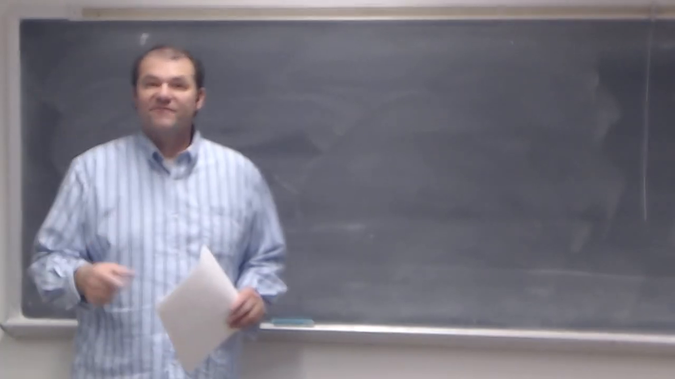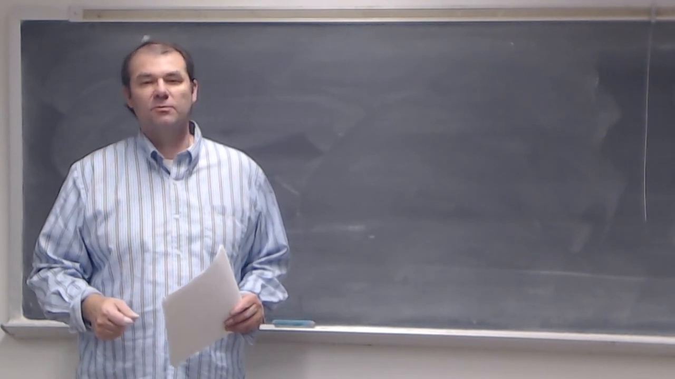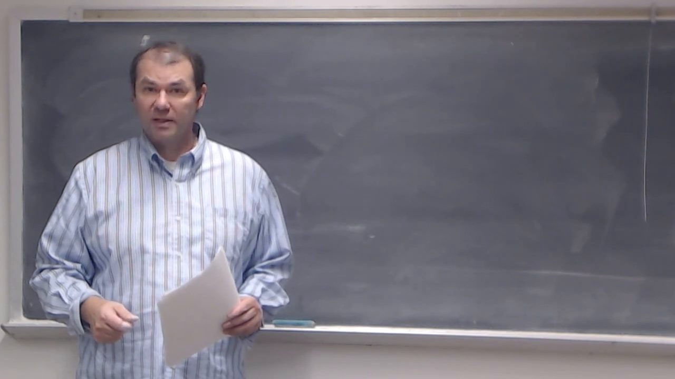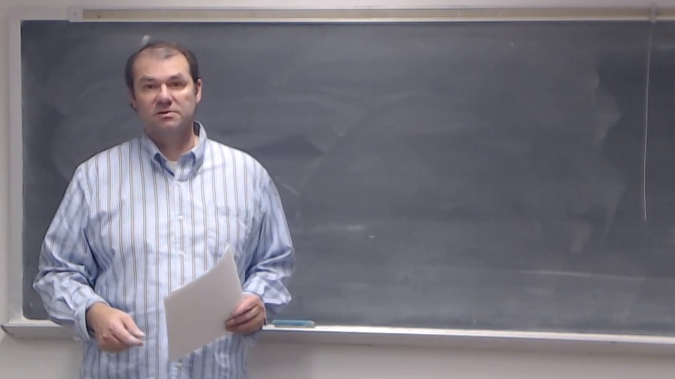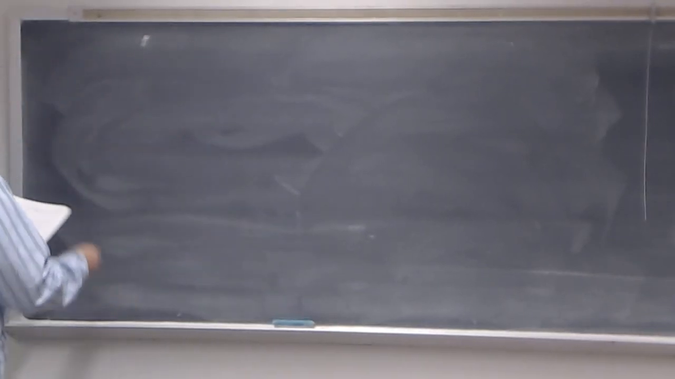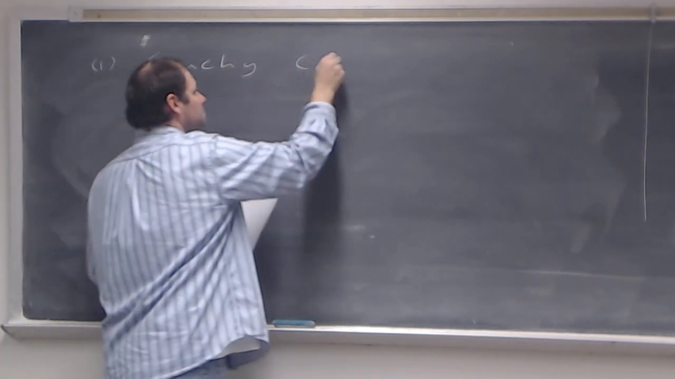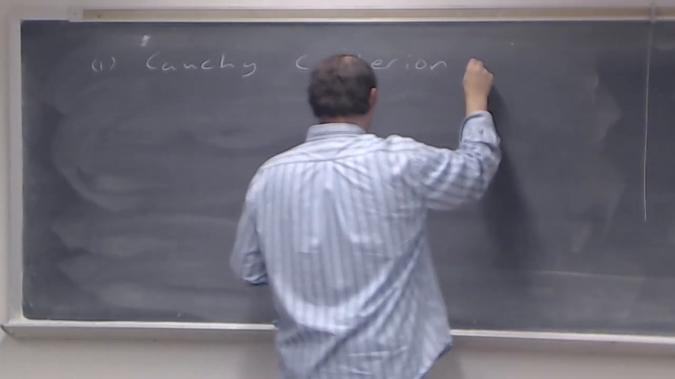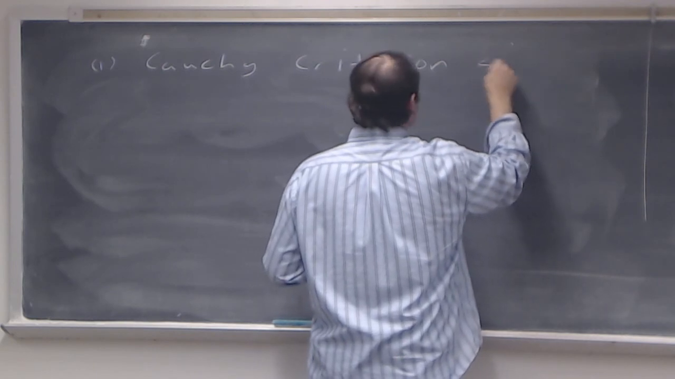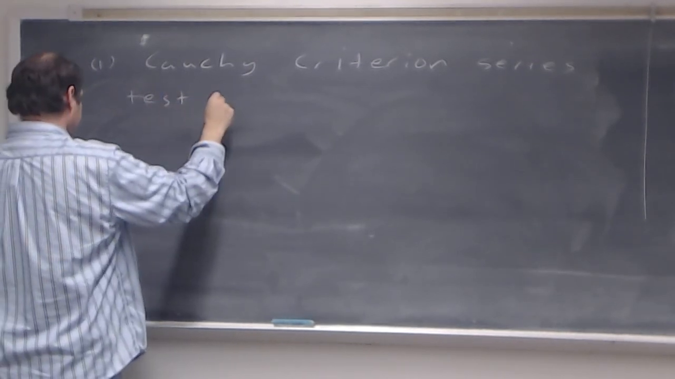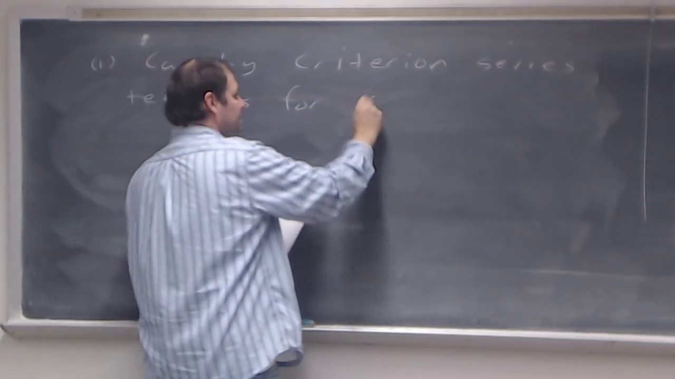Well, next, I want to give a summary here in terms of facts that we've mentioned, tests that we've talked about for series, and say whether they apply to complex or real sequences or series, series of real numbers, complex numbers. So the first one I want to look at is the quotient criterion. And this series test is for complex series.